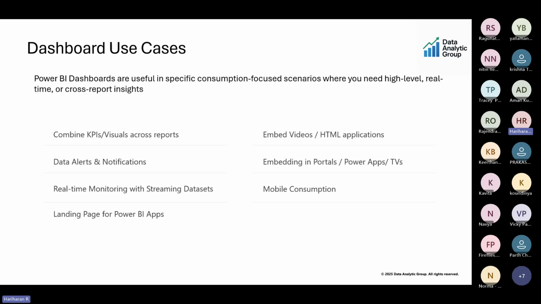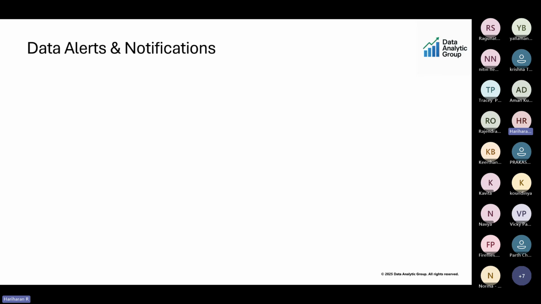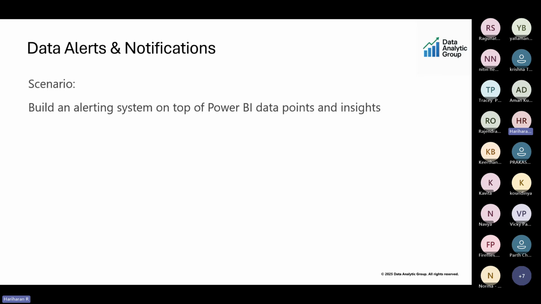So I'm going to touch upon a couple of items here and how these two use cases can be handled with Microsoft Fabric, with advanced features and capabilities. Let's start with the first one, data alerts and notifications. The scenario is I need to build an alerting system on top of my Power BI data points, not just for Power BI, but any data platform which you already have within Microsoft Fabric.